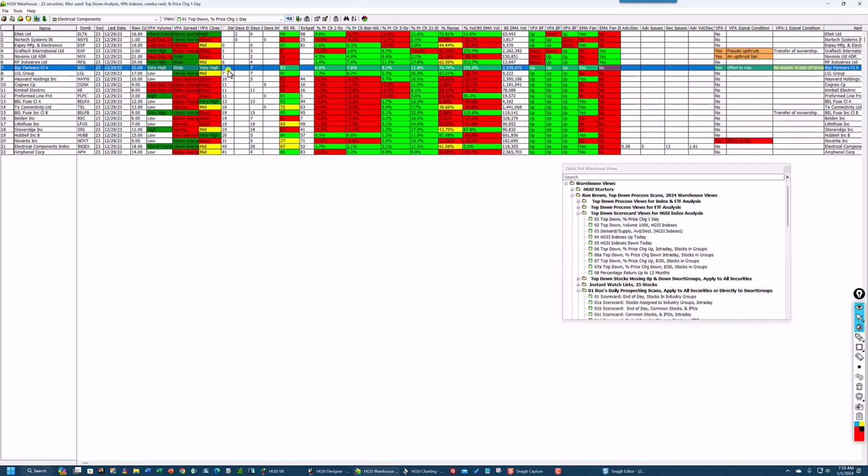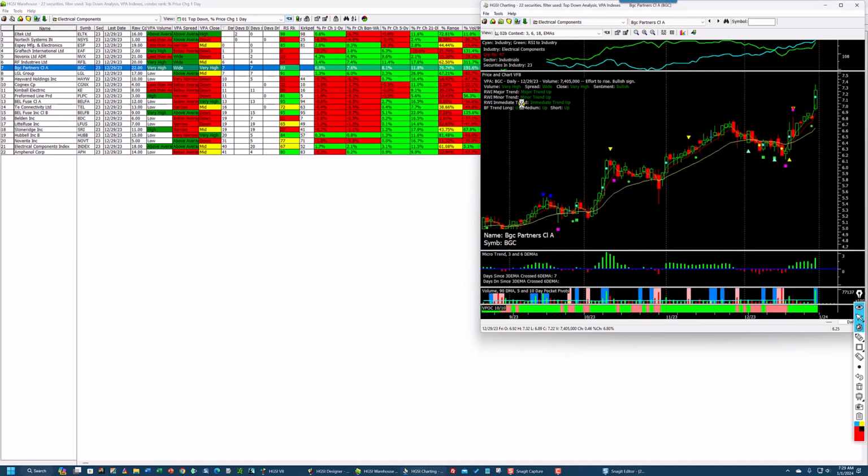The crossover 8 days ago on this one, and it's got a 93 RS. And you can see that this one crossed over right here. There were no blue bars. It was going up on lighter volume, and then big money flowed into it on Friday. This is one you might want to see if it follows through or not.